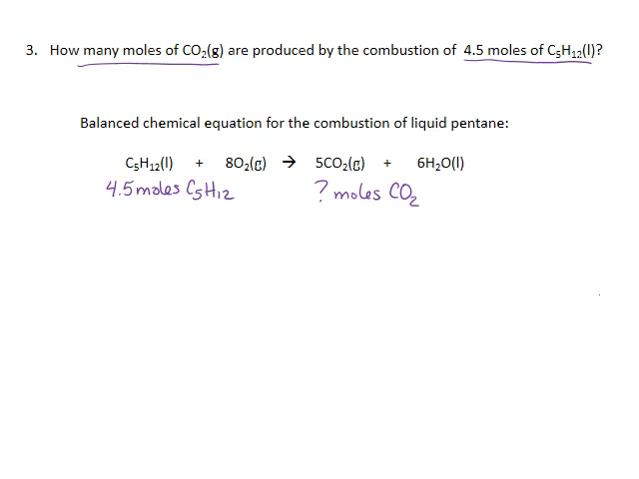Remember that the heart of every stoichiometry problem is the mole-to-mole relationship. In this case, we have 1 mole of pentane produces 5 moles of carbon dioxide. These numbers are coming directly from the coefficients in the balanced chemical equation. And remember, this is going to be the heart of our stoichiometry problem.